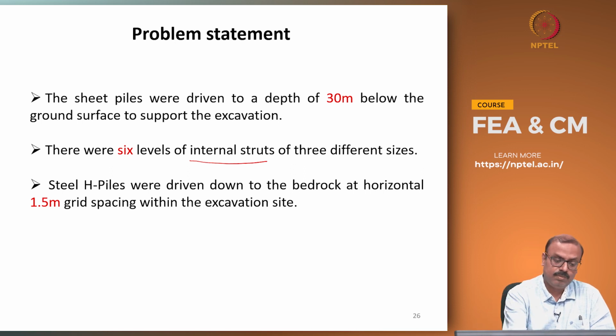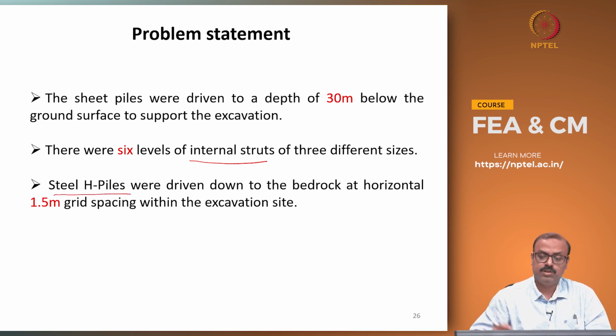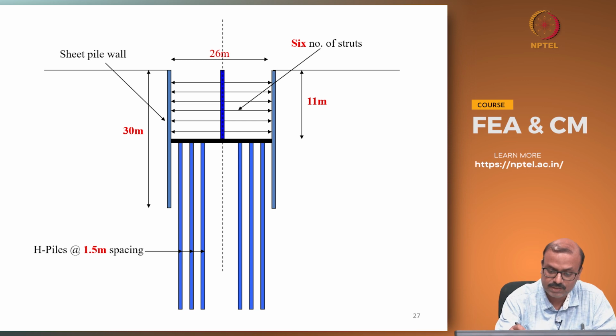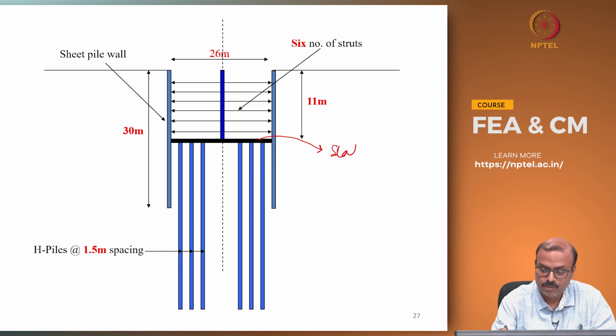On top of that, there will be steel piles driven down to the bedrock, because at the excavation floor you have a slab to be cast, but the soil is not good enough to support that slab. So, you really have to have a pile-supported slab at the excavated level. This is typically the case. As you can see, this is the excavation depth of 11 meters, and this is the slab which is supported by these H piles.